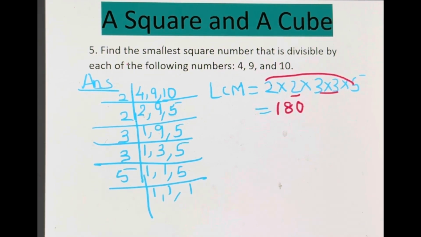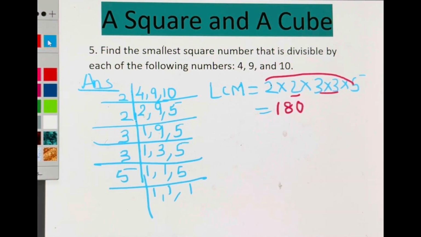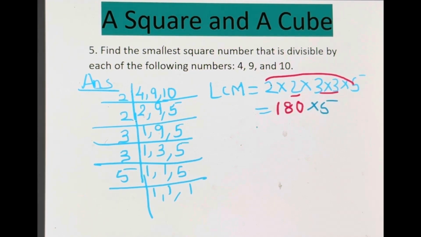Now what have they asked? Find the smallest square number which is divisible by 4, 9, 10. Now 180, you know it's not a square number, right? Because we know that a square number will have pairs of the prime factors. Here 2 and 2 are pairs, 3 and 3. But 5 is all alone. So whichever number is not paired, we will pair it and multiply this by 5, so that you get a square number. So 18 5s are 90, so 900 is the smallest square number which is divisible by 4, 9 and 10.